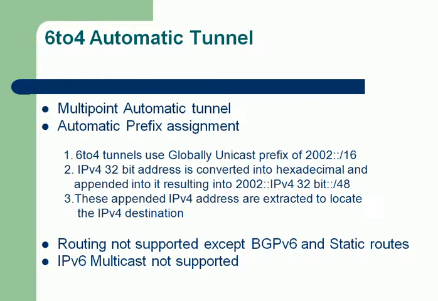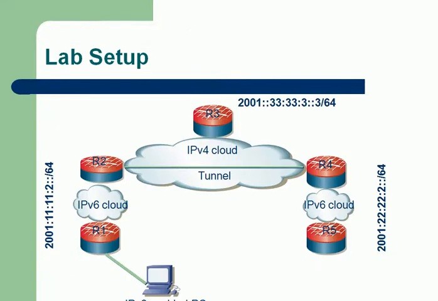Now multicast is not supported. Since multicast is not supported, no IPv6 routing protocol is supported, whether EIGRP, OSPF, none. BGP is supported because it does not use multicast. Static routes absolutely will not have any problem.